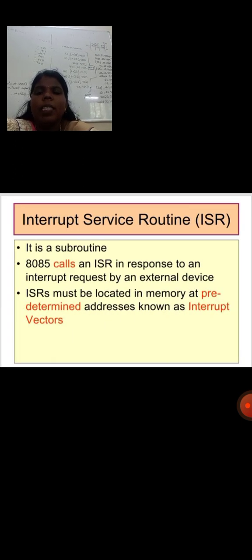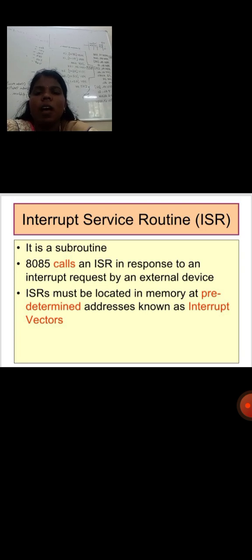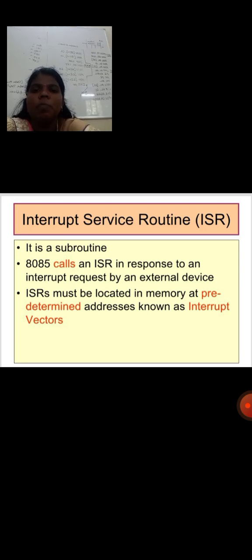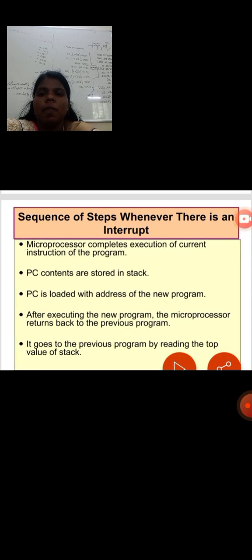ISR is nothing but interrupt service routine. It is a subroutine. Whenever 8085 calls an ISR in response to an interrupt request by an external device, the ISR must be located in memory at predetermined addresses known as interrupt vectors.